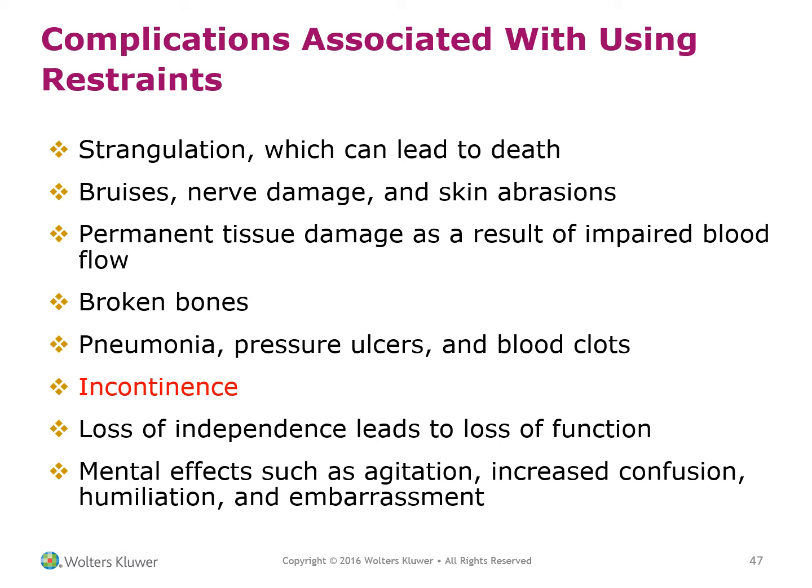Complications associated with restraints: strangulation, which can lead to death, bruises, nerve damage, and skin abrasions. That's by improperly applying or using the restraints. Permanent tissue damage as a result of impaired blood flow. That's why you need to check the restraints. Broken bones can occur. Pneumonia from laying down and aspiration. Pressure ulcers can result. Blood clots, incontinence.